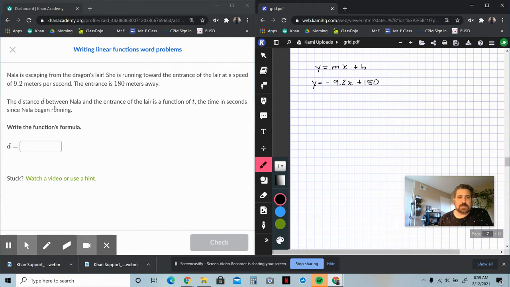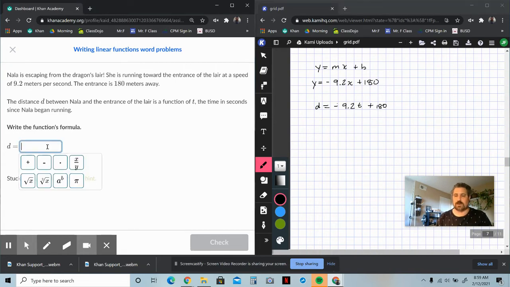So it says the distance d between Nolly and the entrance of the lair is a function of t, the time in seconds since Nolly began running. So they're saying that d is equal to negative 9.2t plus 180, where d is the distance between Nolly and the entrance. So when d is 0, she's at the entrance. Okay, it says write the function's formula.